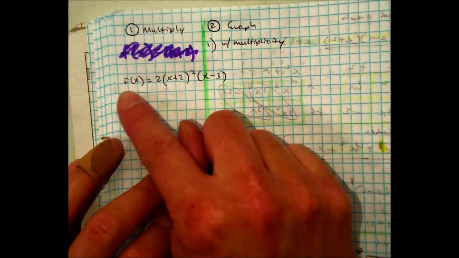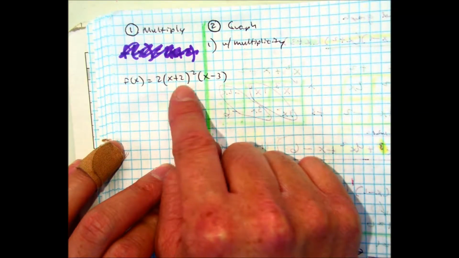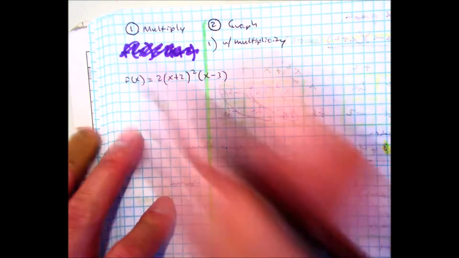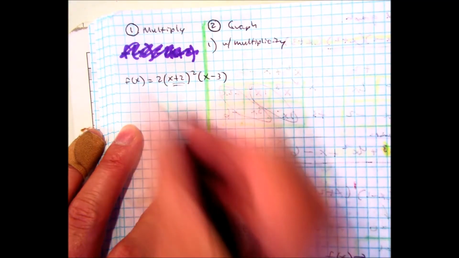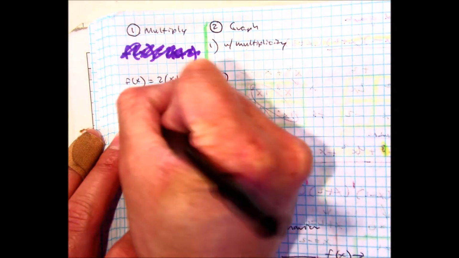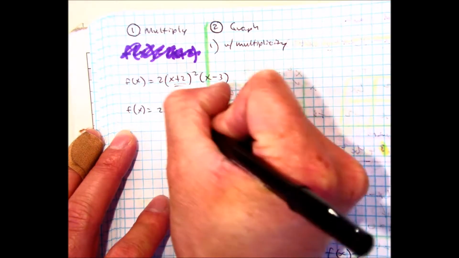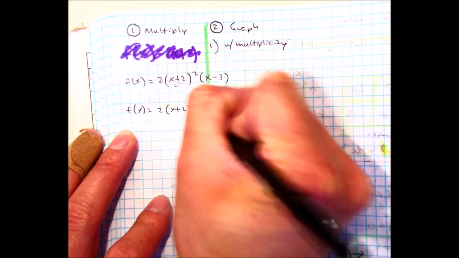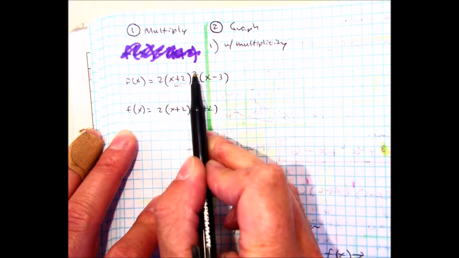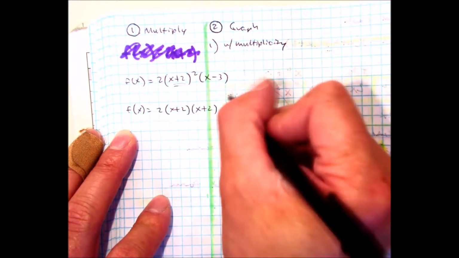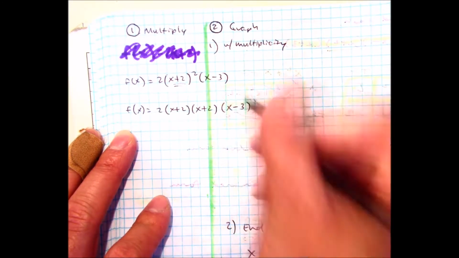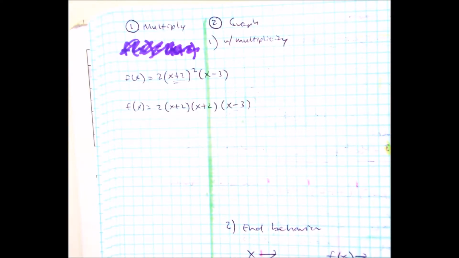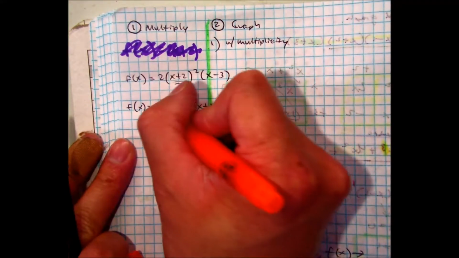So I asked you to multiply and graph this. So I have f of x equals 2 times x plus 2 squared times x minus 3. First thing I'm going to do is write that twice. That's what the power of 2 means. You have 2 of these expressions, and then you also have x minus 3. That 2 right there, I'm just going to leave to the very end.